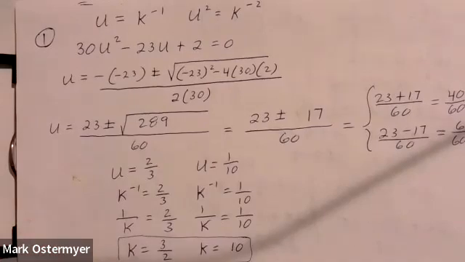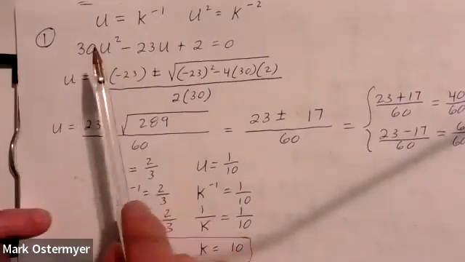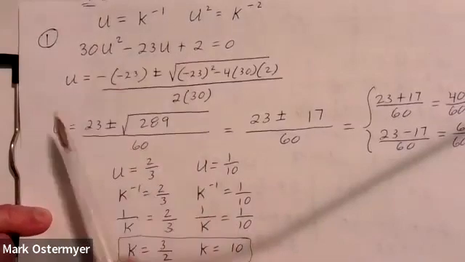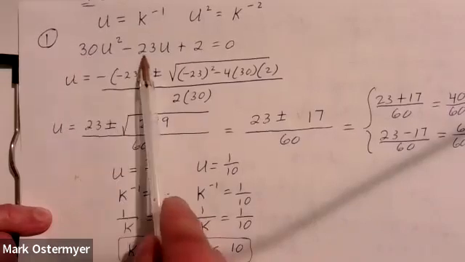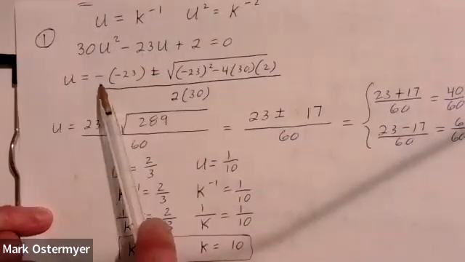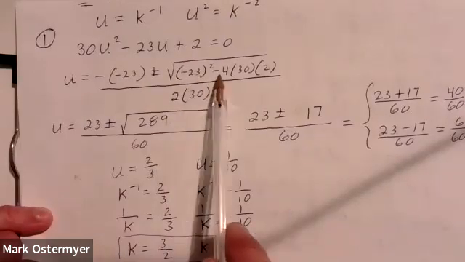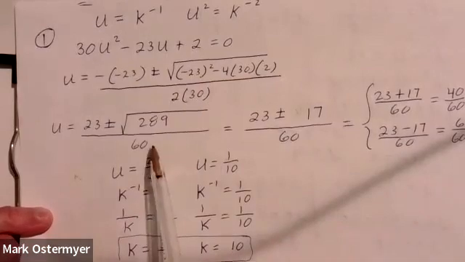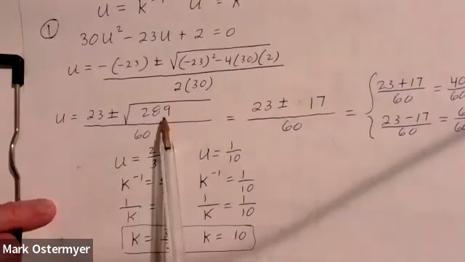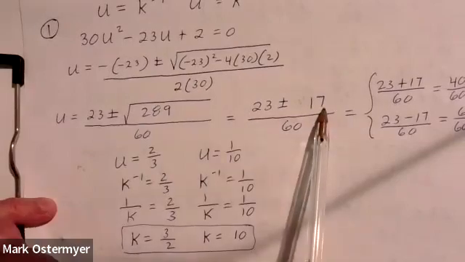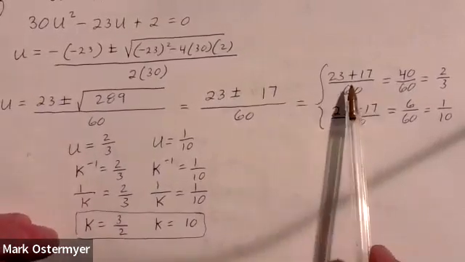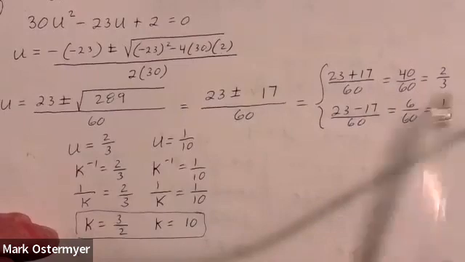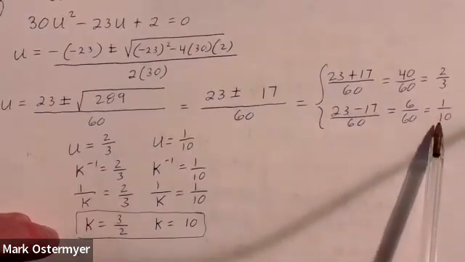And then to solve this equation, I opted for the quadratic formula, although you could also factor this trinomial on the left side if you want to do that. But I chose to use the formula where my A is 30, B is -23, and C is 2. So the opposite of B plus or minus the square root of B squared minus 4 times A times C, all over 2 times A. My discriminant evaluates to 289, which is a nice perfect square of 17, and so the square root does disappear here. And you're going to have two possible solutions for U: 23 plus 17 over 60, which reduces down to 2/3, or 23 minus 17 over 60, which reduces down to 1/10.